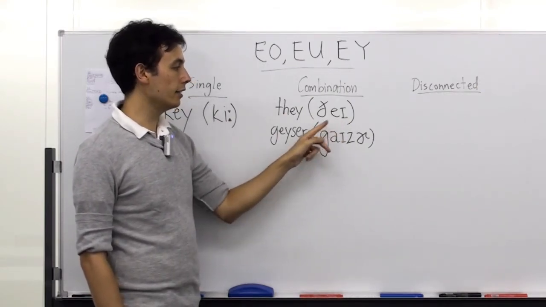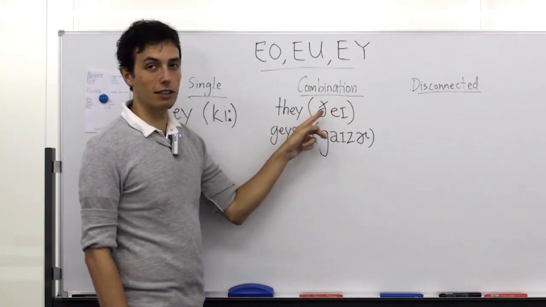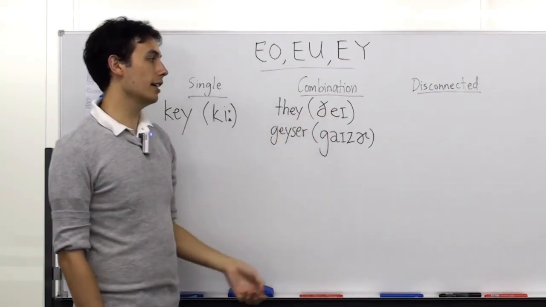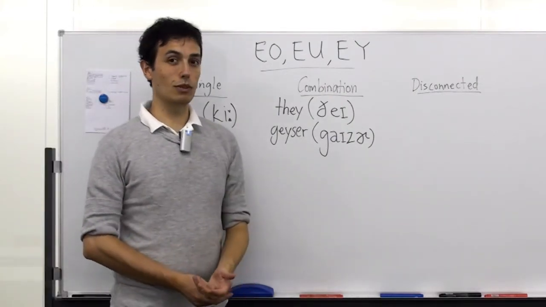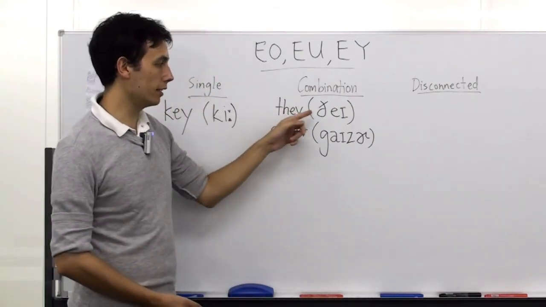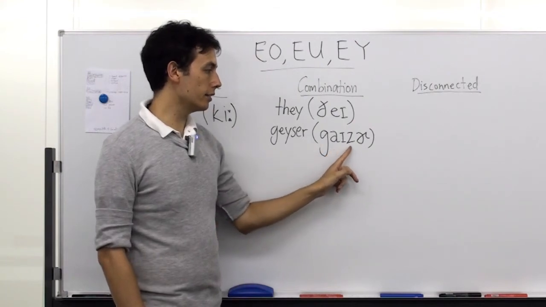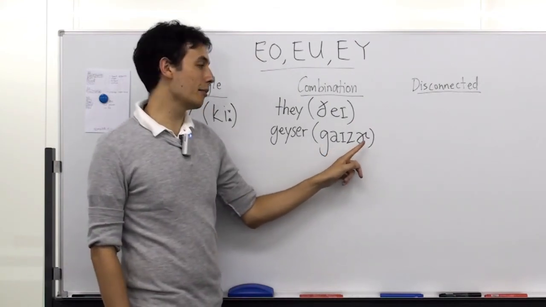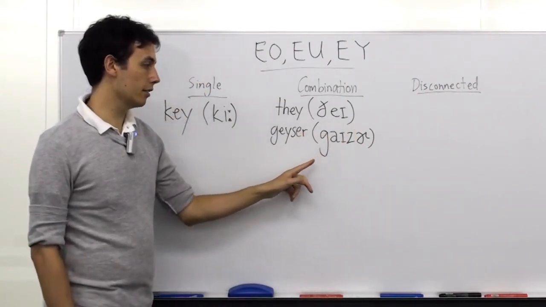They, this crazy looking symbol is the sound. We covered that in the first or second lesson with the sentence what's with that. It comes from here, remember? They. And geyser. Again, this is the American spelling. We pronounce the R. Geyser.